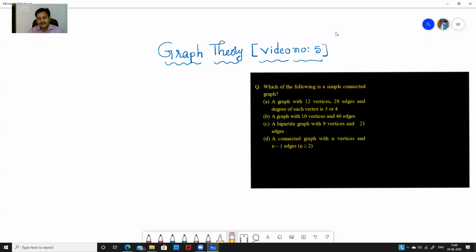Hello everyone. In this video, we are going to discuss very important examples based on the sum of degrees of vertices theorem. Now look at this question. Which of the following is a simple connected graph? There are four options provided. Among the four options, we have to choose the option which gives a simple connected graph.